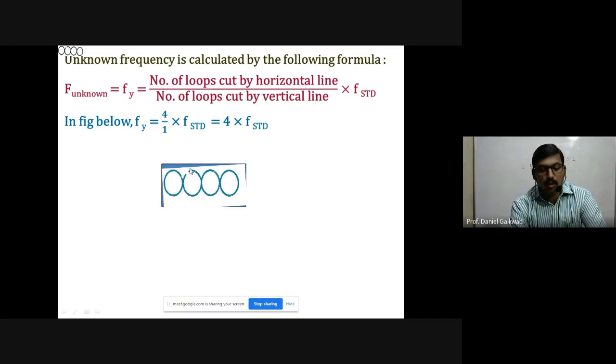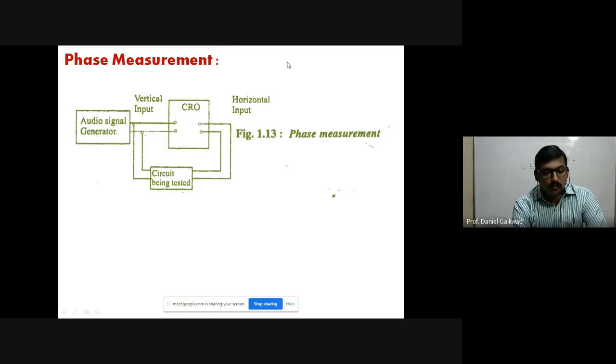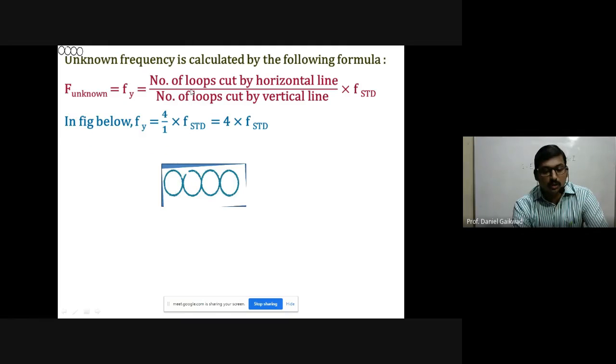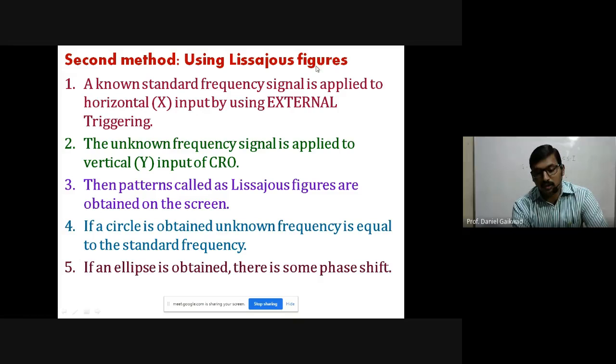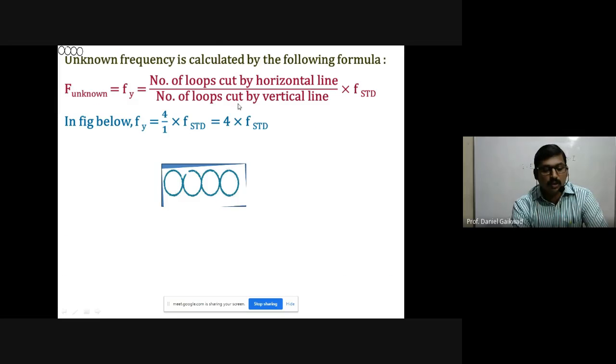So depending upon the number of loops, we have this formula. Accordingly, we can calculate the unknown frequency. Okay. So this is the calculation using the Lissajous figures. So those shapes will be observed on the screen, and accordingly we have the calculation of frequency. So that is a simple method: number of loops cut by a horizontal line, number of loops cut by a vertical line, and accordingly we have 4 by 1 F standard, 4 into F standard here.